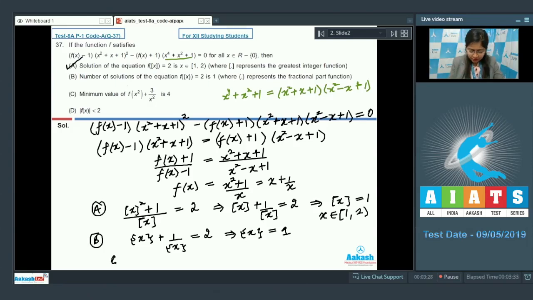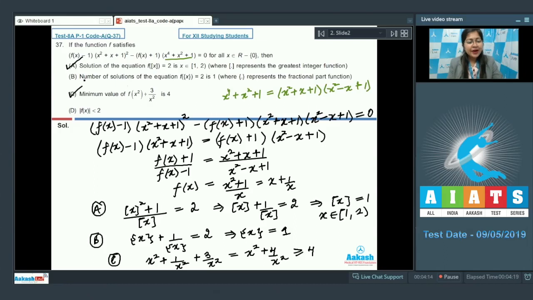Now option C says that the minimum value of f of x square, that will be x square plus 1 by x square, plus 3 by x square, is, so this is equal to x square plus 4 by x square. Now here we can apply the AM-GM inequality, which means this will be greater than or equal to 4. So we can say that the minimum value of f of x square plus 3 by x square is 4. So this option is also correct.